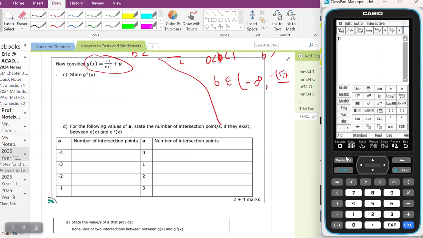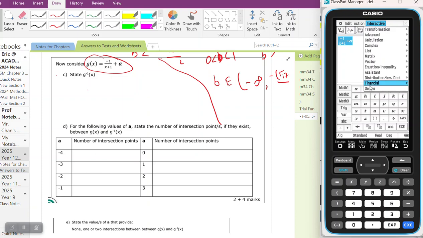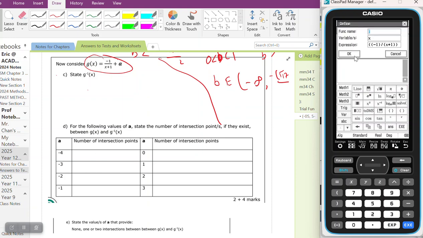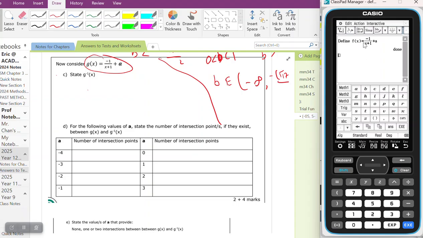So I'm just going to type in the function, -1 over x plus 1, plus a. You get a from the variable menu. Then all I do is Interactive, Define, as f(x). If you want to define it as another letter, like g(x), remember it has to be lowercase, so it has to be from the ABC menu. To get the inverse, you swap the x and the y.